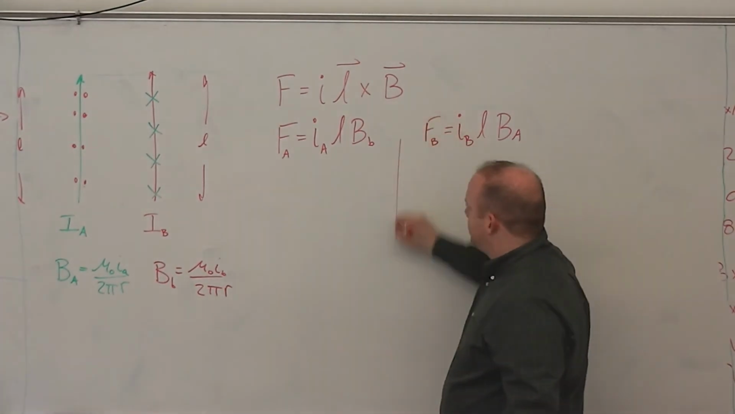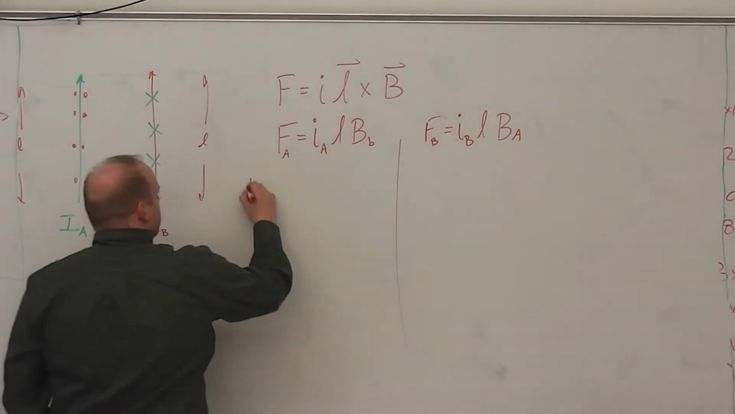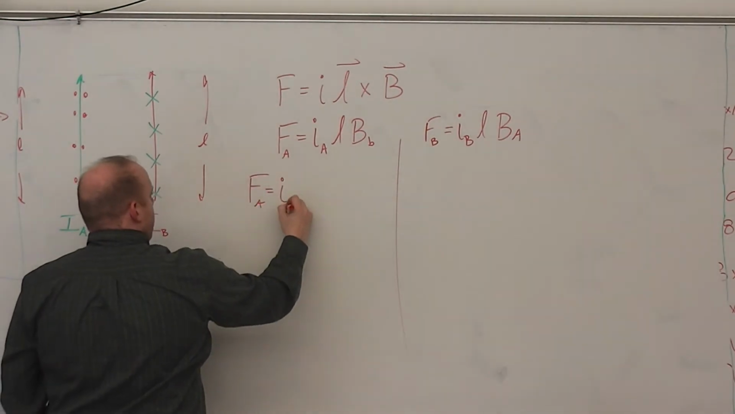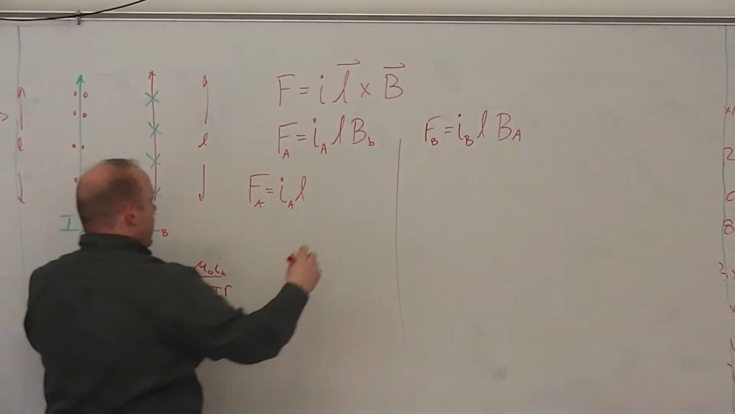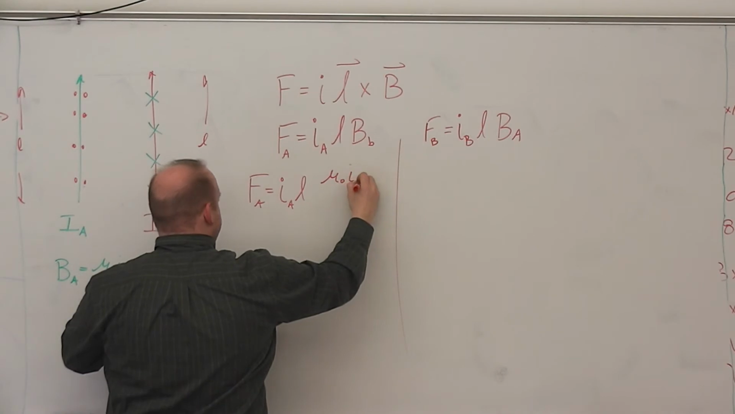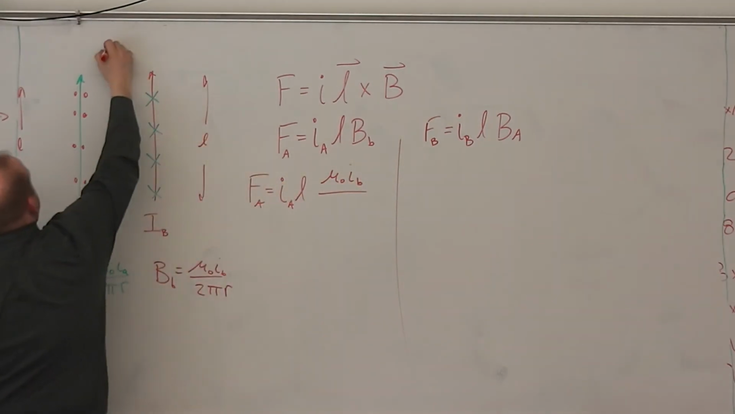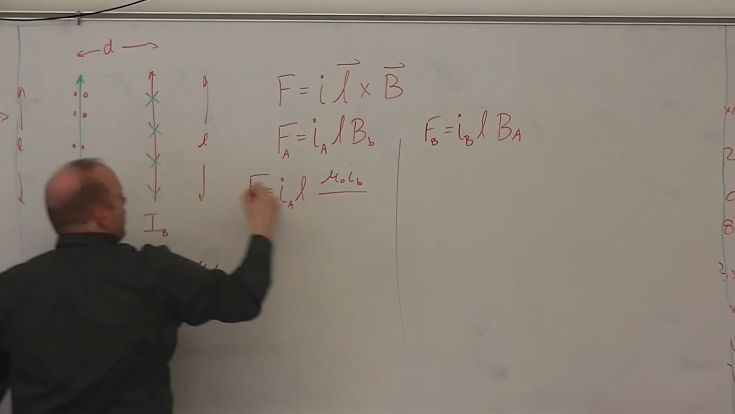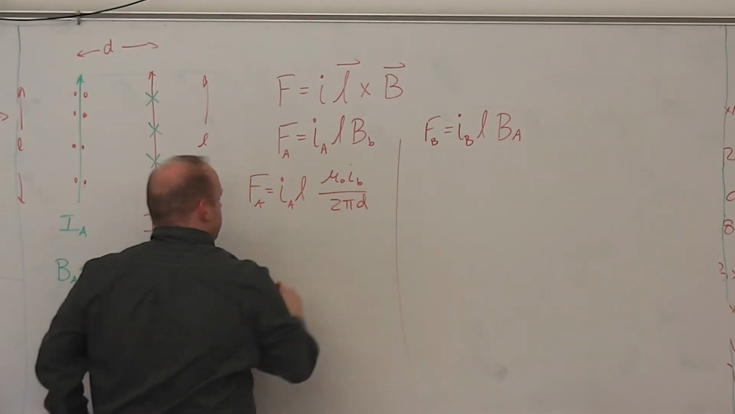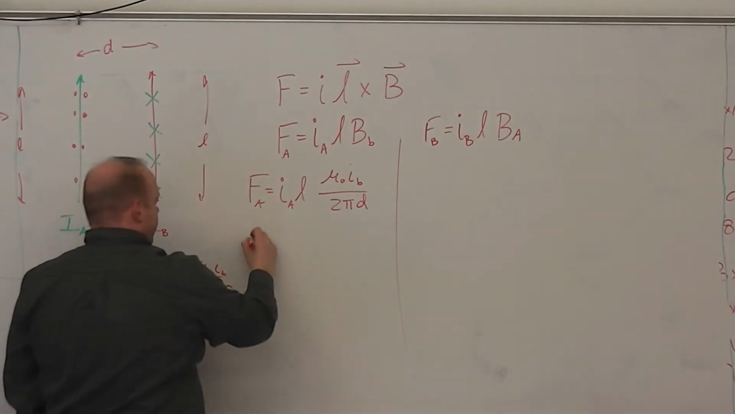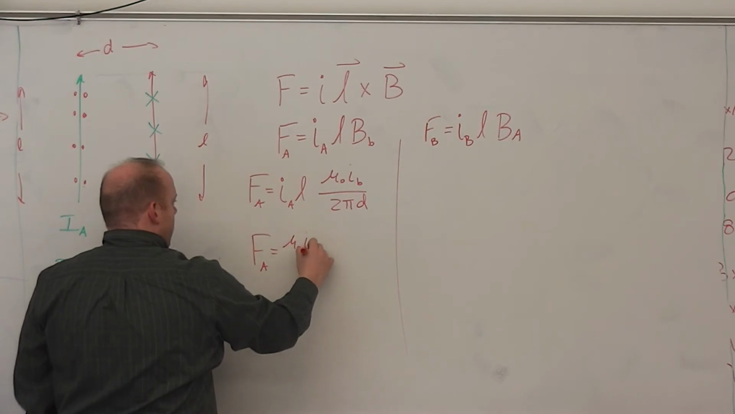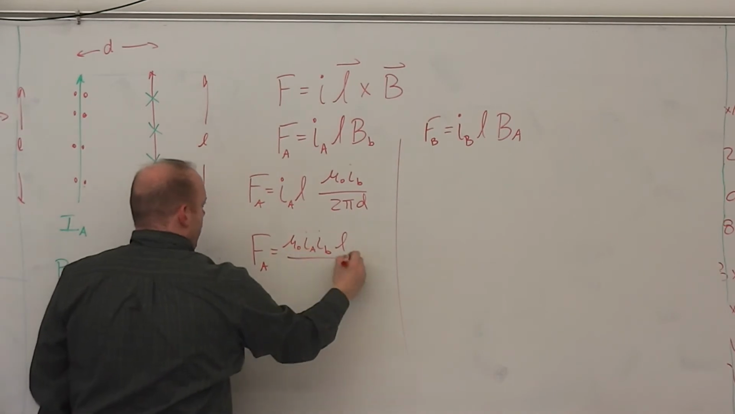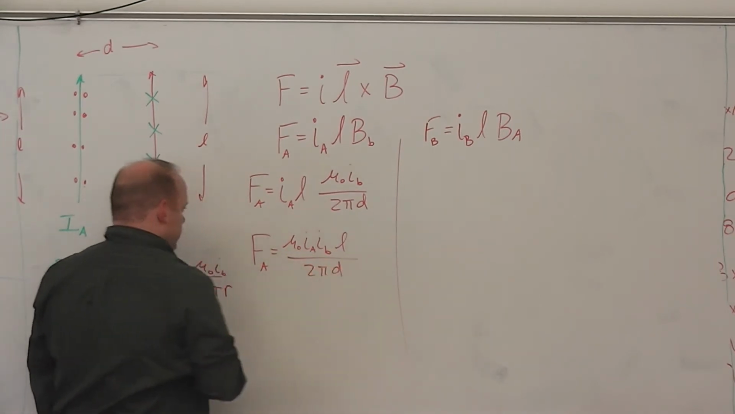So let's compare. The force on A is I_A L times the magnetic field of B, which is going to be mu naught I_B over 2 pi d, where d is this distance right here. So the force on A is equal to mu naught I_A I_B L over 2 pi d.